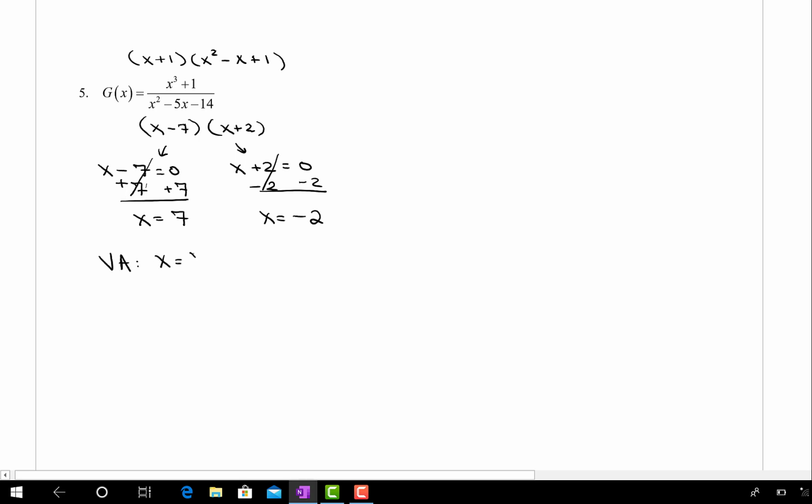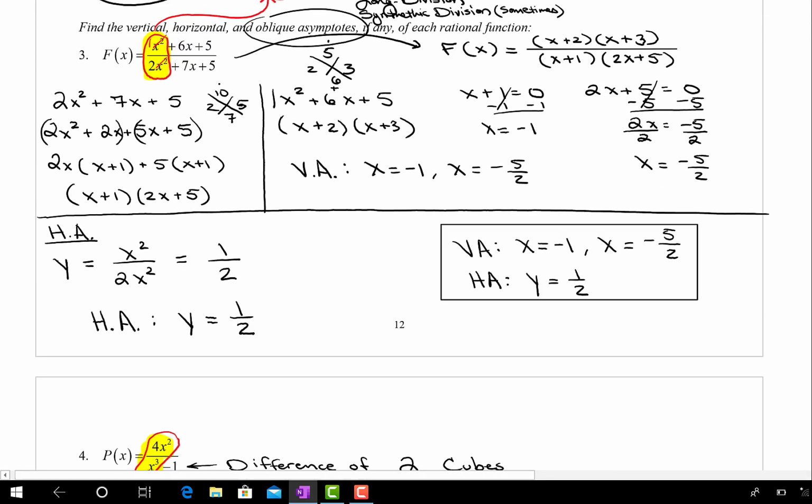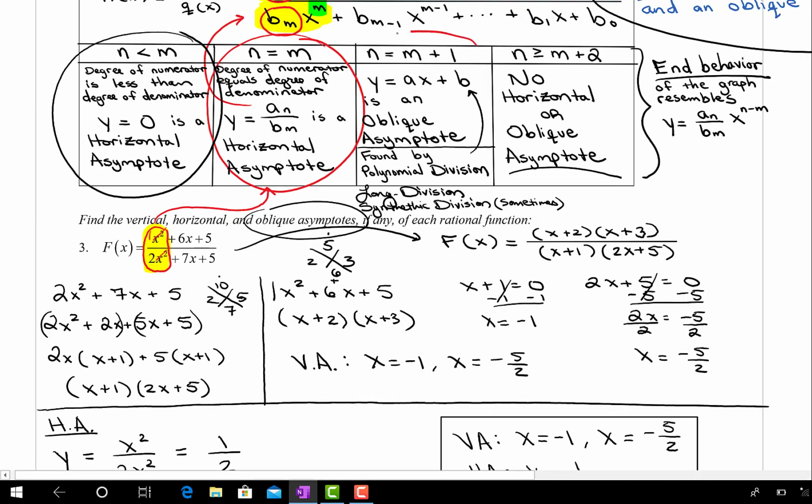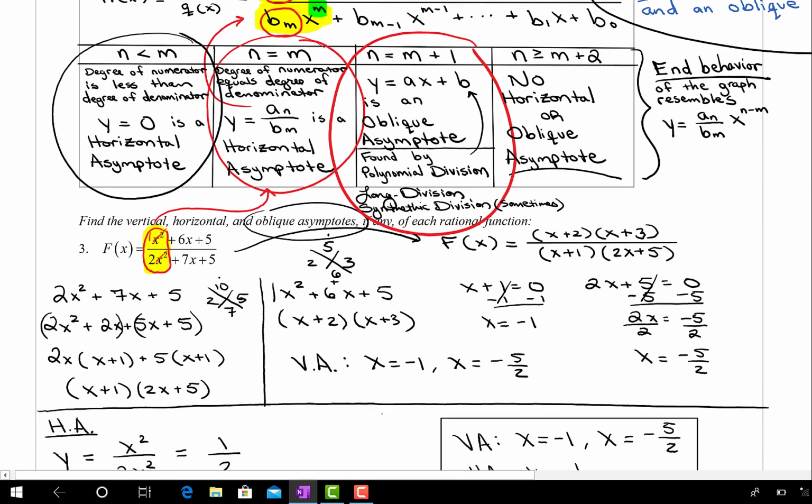So our vertical asymptotes are going to be at x equal to 7 and x equal to negative 2. All right, let's look at the leading terms of each one of these polynomials. I've got x cubed over x squared. That means the degree in the numerator is greater than the one in the denominator, but not just that, n is equal to m plus 1. The one in the numerator is greater than the denominator by a unit of 1. That means we have an oblique asymptote.